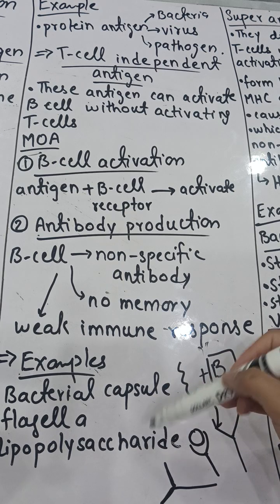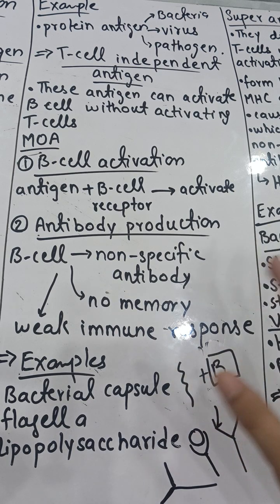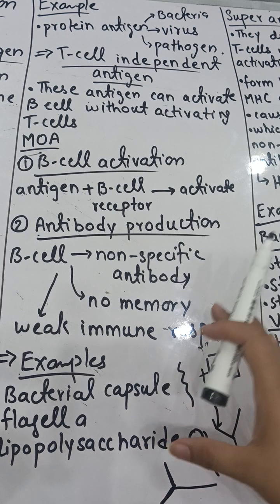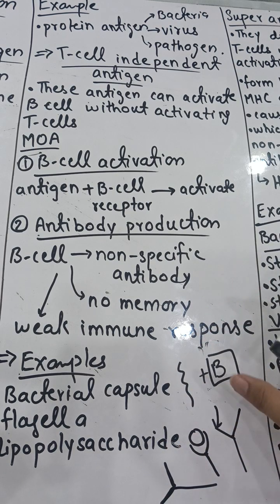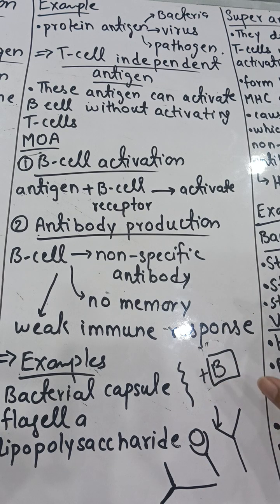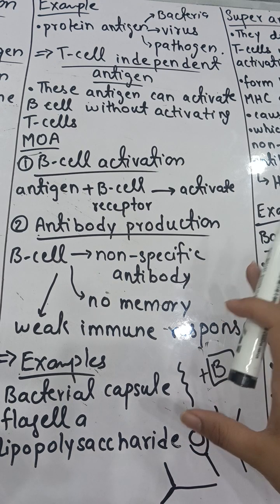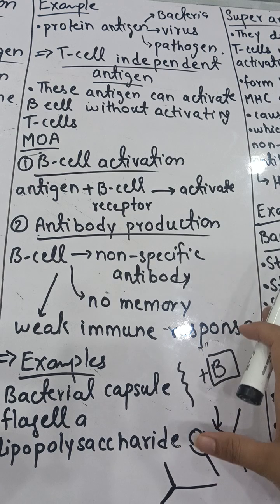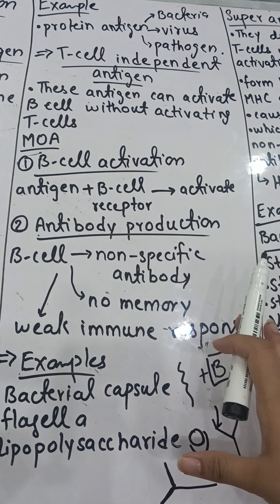And lipopolysaccharide of anyone, it is not fixed that it is of bacteria; it could belong to any other animal or human being, it could be from anything. When it binds with the B cells, it will produce a lot of antibodies or non-specific antibodies, with no memory cell production. So this was the concept of T cell dependent and independent antigens.